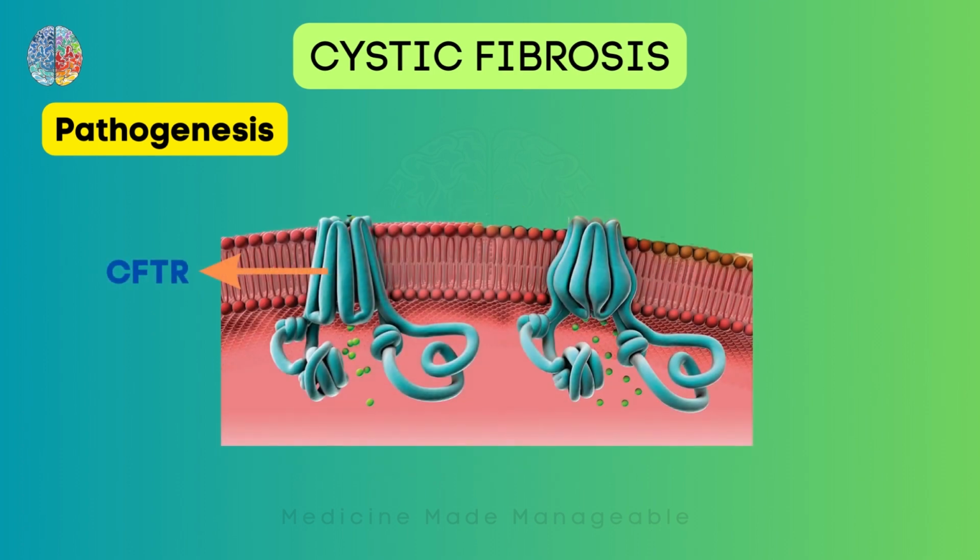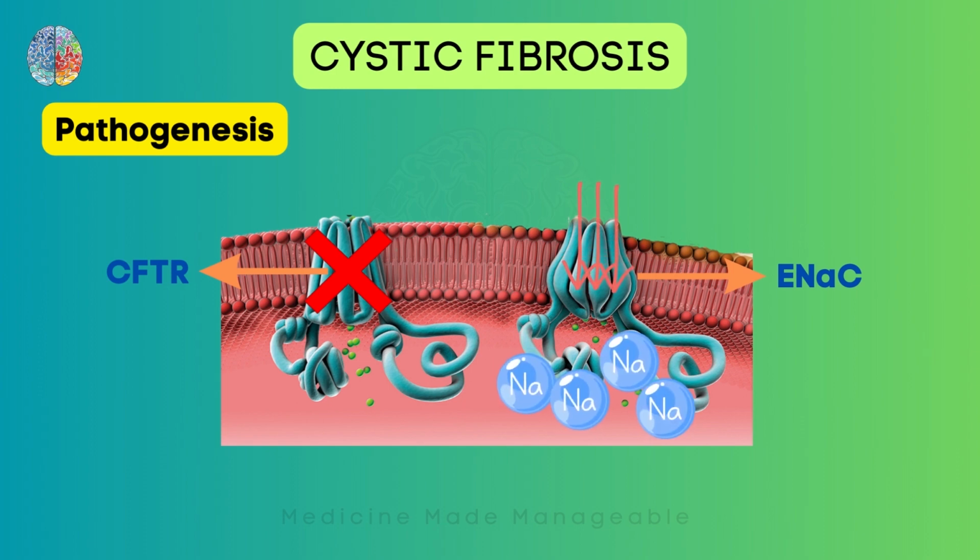So here again we have the CFTR and here we have the ENaC. So ENaC is basically a channel which is responsible for taking the sodium inside the cell. Normally this CFTR inhibits the ENaC, but here as the CFTR is not working, the ENaC is no longer inhibited. If the ENaC is not inhibited, it is going to work overtime and a lot of sodium is going to come in. Due to this, the secretions are going to become hypotonic.